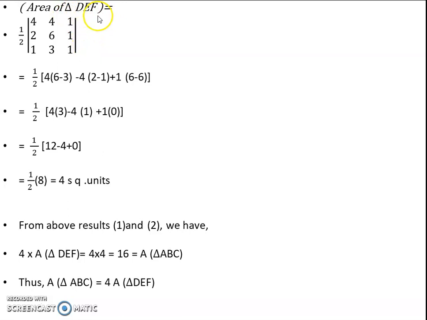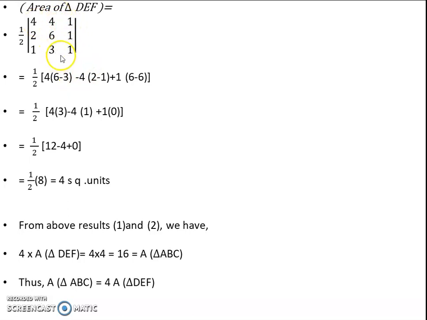Now for the area of DEF, we take the midpoints highlighted in our diagram: 4, 4, 1, 2, 6, 1, 1, 3, 1. The same criteria applies for the value of a 3 by 3 order determinant. First row, first column skip. 4 is the element in the first row and first column. 6 into 1, 6, minus 3 into 1.